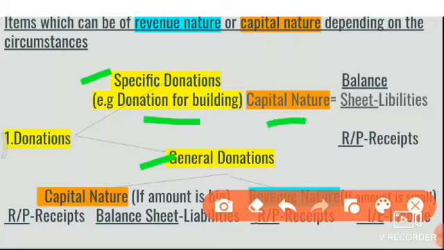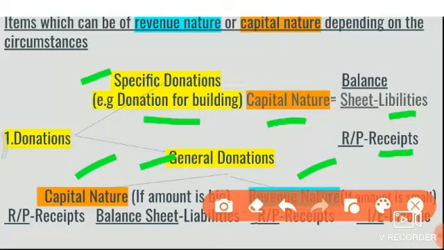So in the balance sheet, this donation will be shown towards the liability side, and in the receipts and payments account, when this donation is received during the year, it will be shown towards the receive side of the receipts and payments account. Now, general donation can be treated both as capital and as revenue nature item, depending on the size of the amount.